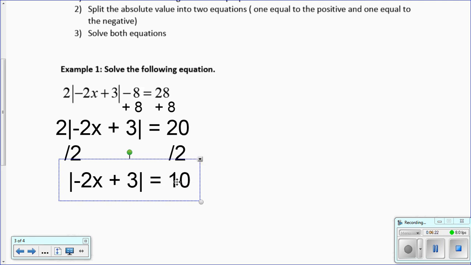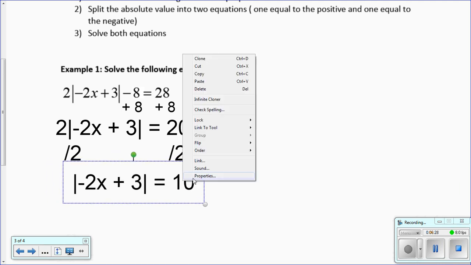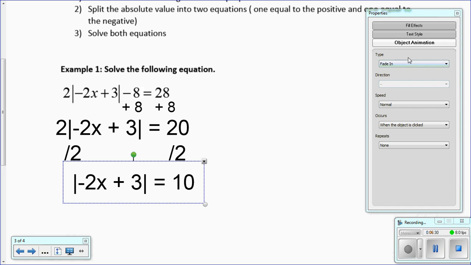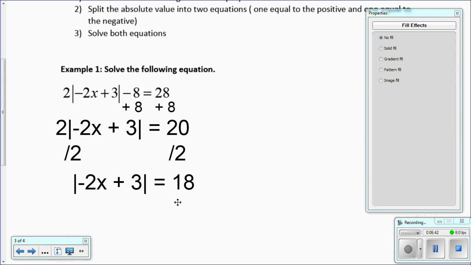Let me edit it. It doesn't want to let me edit it. I can move it, but I can't edit it. Come on. Okay. So this should be 36 divided by 2, which would give me 18. So now that I have 18, that's going to stay there.